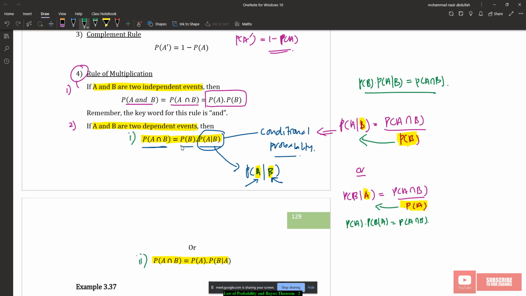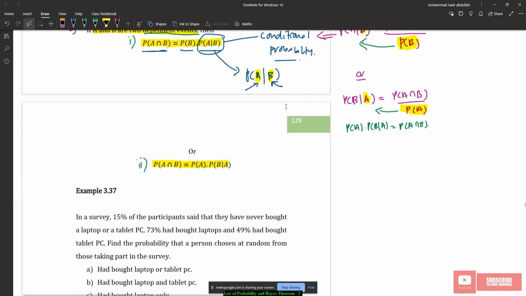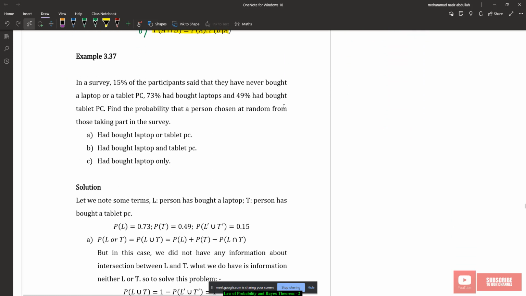So this is the formula for when we have a dependent event, and this is the formula for when we have an independent event. So I hope you can understand and differentiate when A and B are independent and when A and B are dependent. So now let's look at example number 3.37.